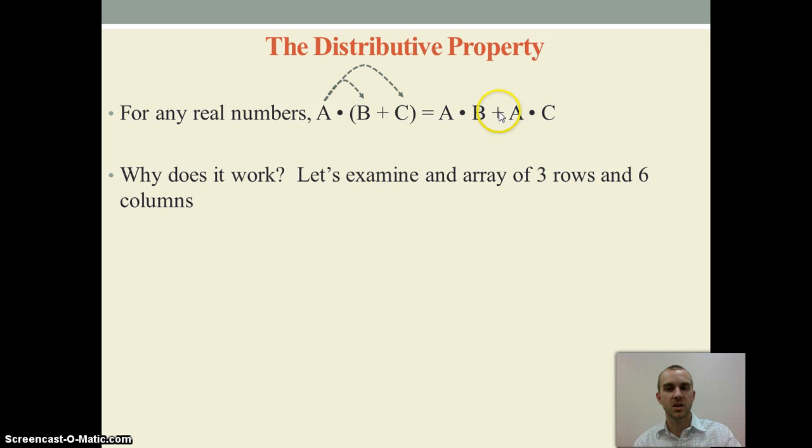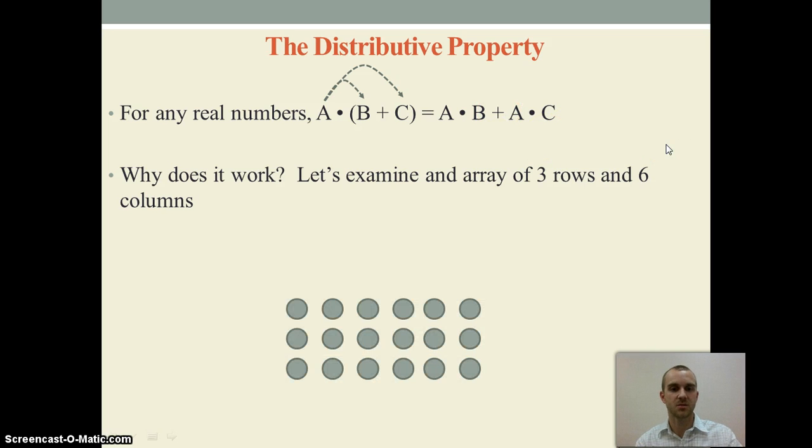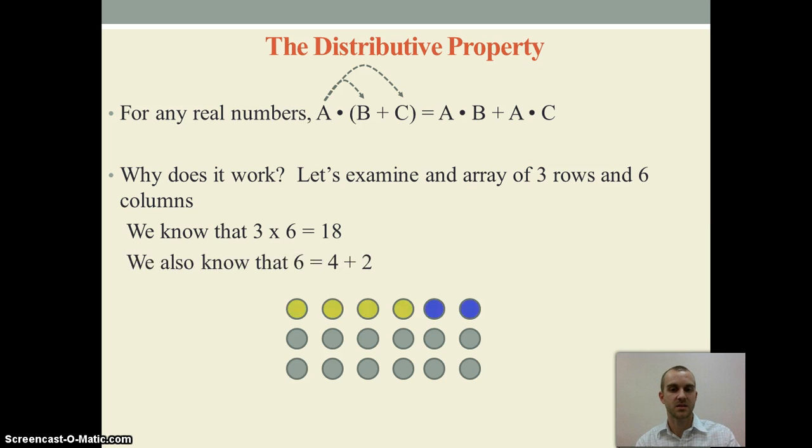Now why? Let's look at an array of 3 rows and 6 columns. So here we have it. And we know that 3 rows and 6 columns gives us 18. Now let's see why we could do the distributive property. Let's say that instead we take the 6 and we split that into 4 yellow circles and 2 blue circles. Now if I just replace the 6 in my statement with 4 plus 2, I'd have 3 times 4 plus 2. Now think about what that means. That means I have 3 rows of yellow, each row having 4, and 3 rows of blue, each having 2 blues.